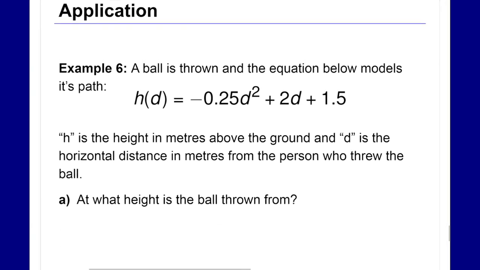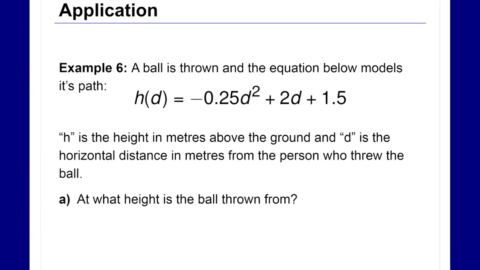One application question. A ball is thrown, and the equation below models its path. So we have h(d) equals negative 0.25d squared plus 2d plus 1.5, where h is the height in meters above the ground and d is the horizontal distance in meters from the person who threw the ball.